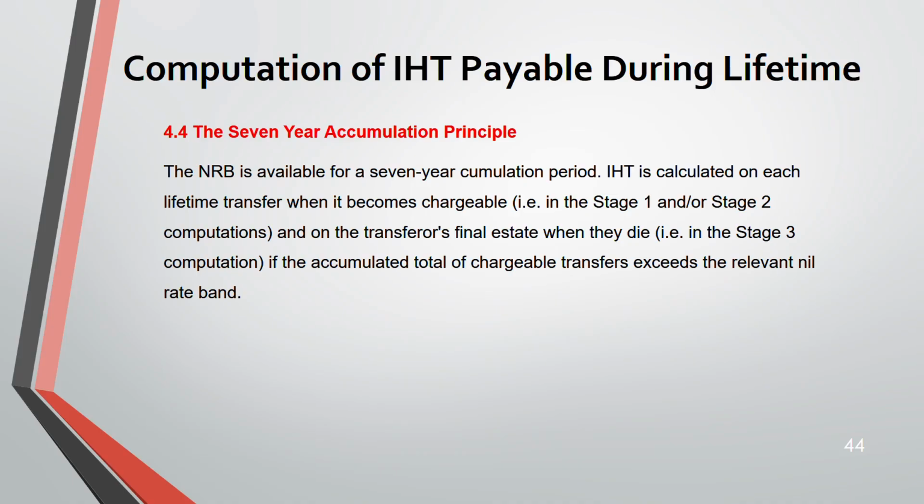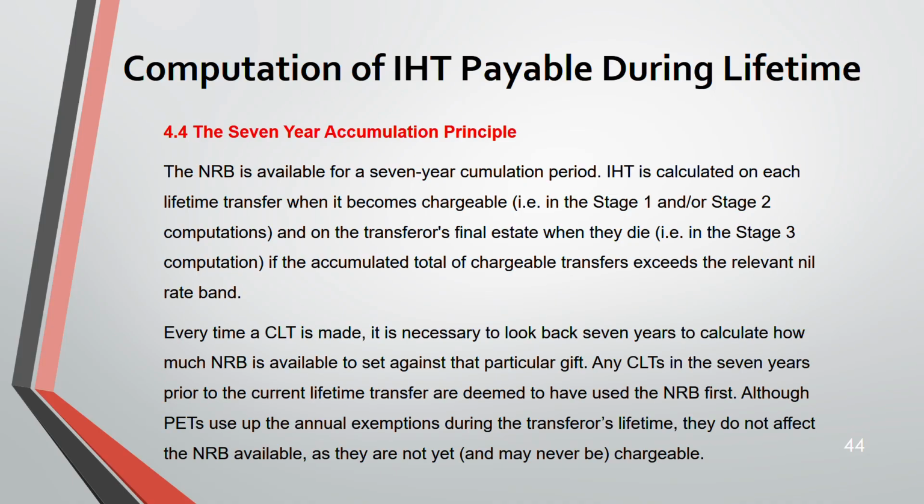IHT is calculated on each lifetime transfer when it becomes chargeable, either in stage 1 or 2. That means both PET and CLT are included in this 7-year accumulation principle. If your accumulated total chargeable transfer exceeds the nil rate band, the excess is taxable. So every time you are making a CLT, you have to look back 7 years to calculate how much of the nil rate band is available to set against the particular gift. If it's more than 7 years, you can ignore it.